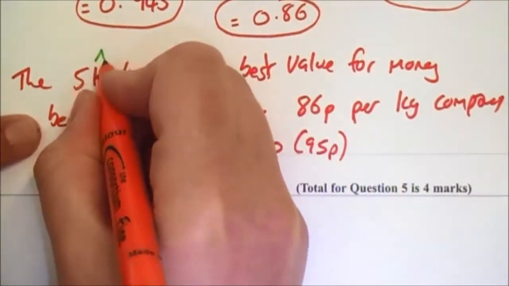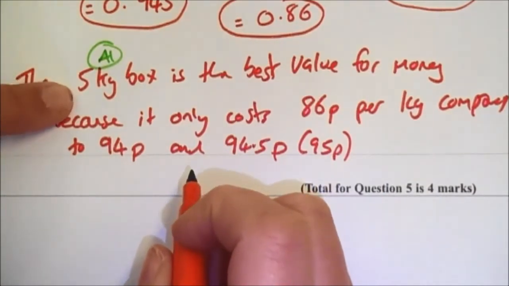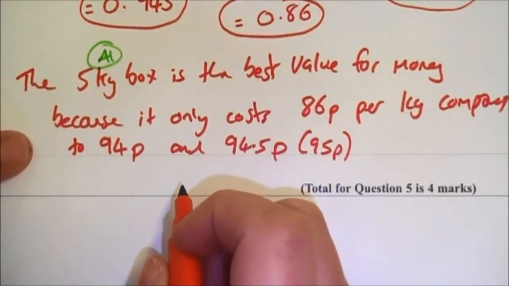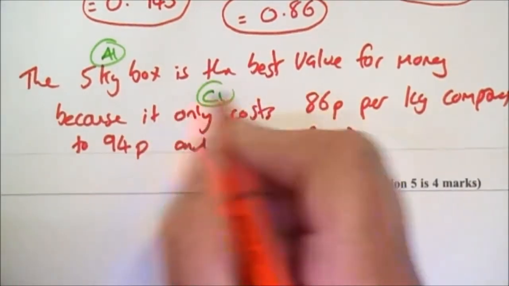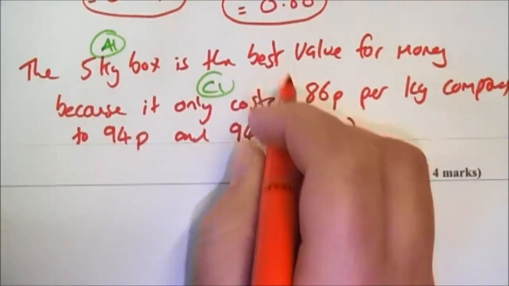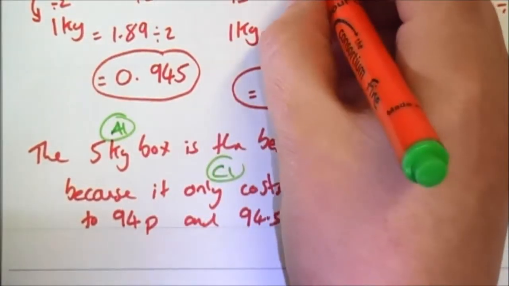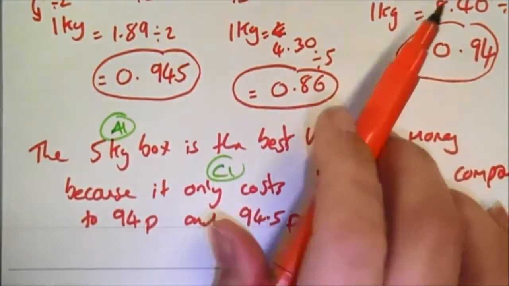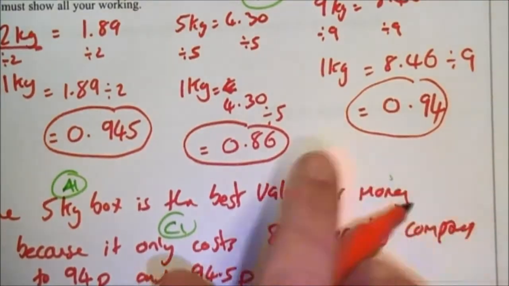You get 1 mark for stating the 5 kilogram. So that's your answer mark. You get a communication mark for answering the actual question and using your answers to draw a conclusion. And you get 2 marks if you got all 3 of these calculations correct. You get 1 mark if you've only managed to do 2 of them correctly.